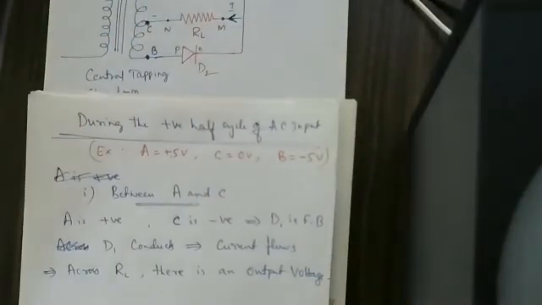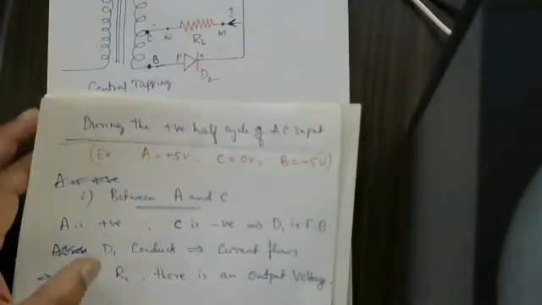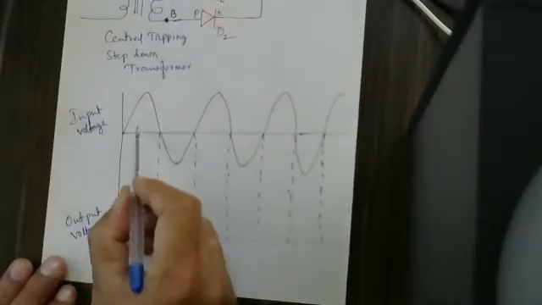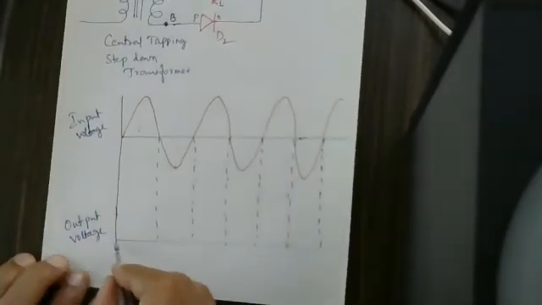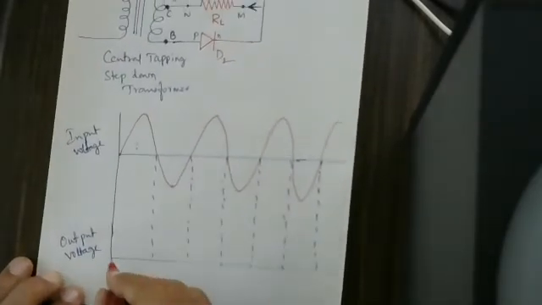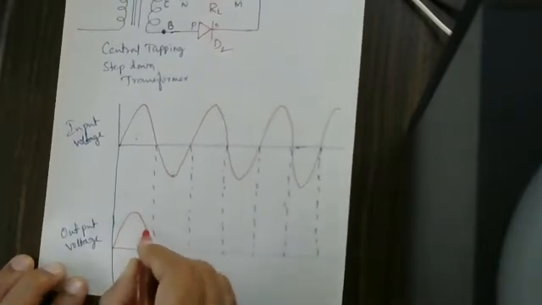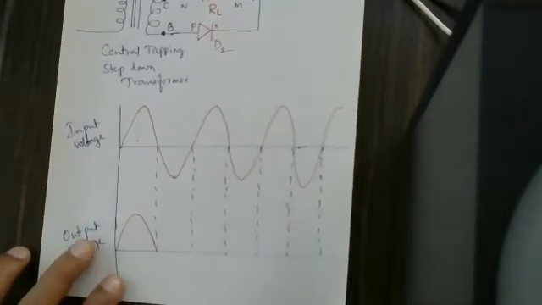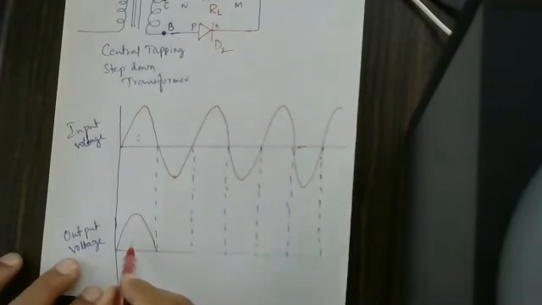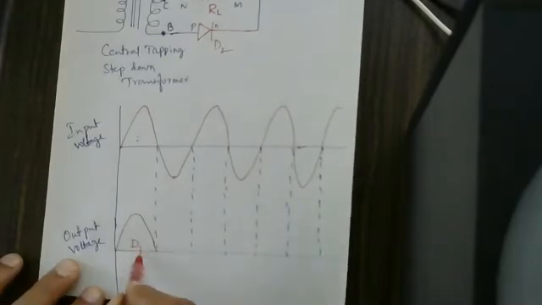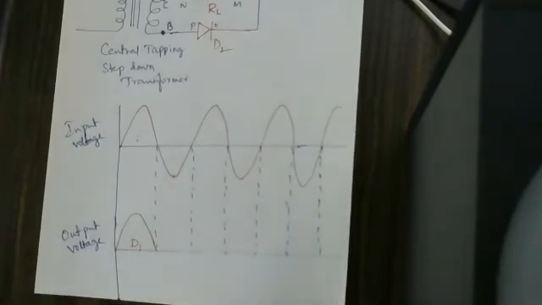That output voltage I am supposed to show in the graph here. This is the output voltage. This is coming because of which diode? D1 diode. That also I will write.